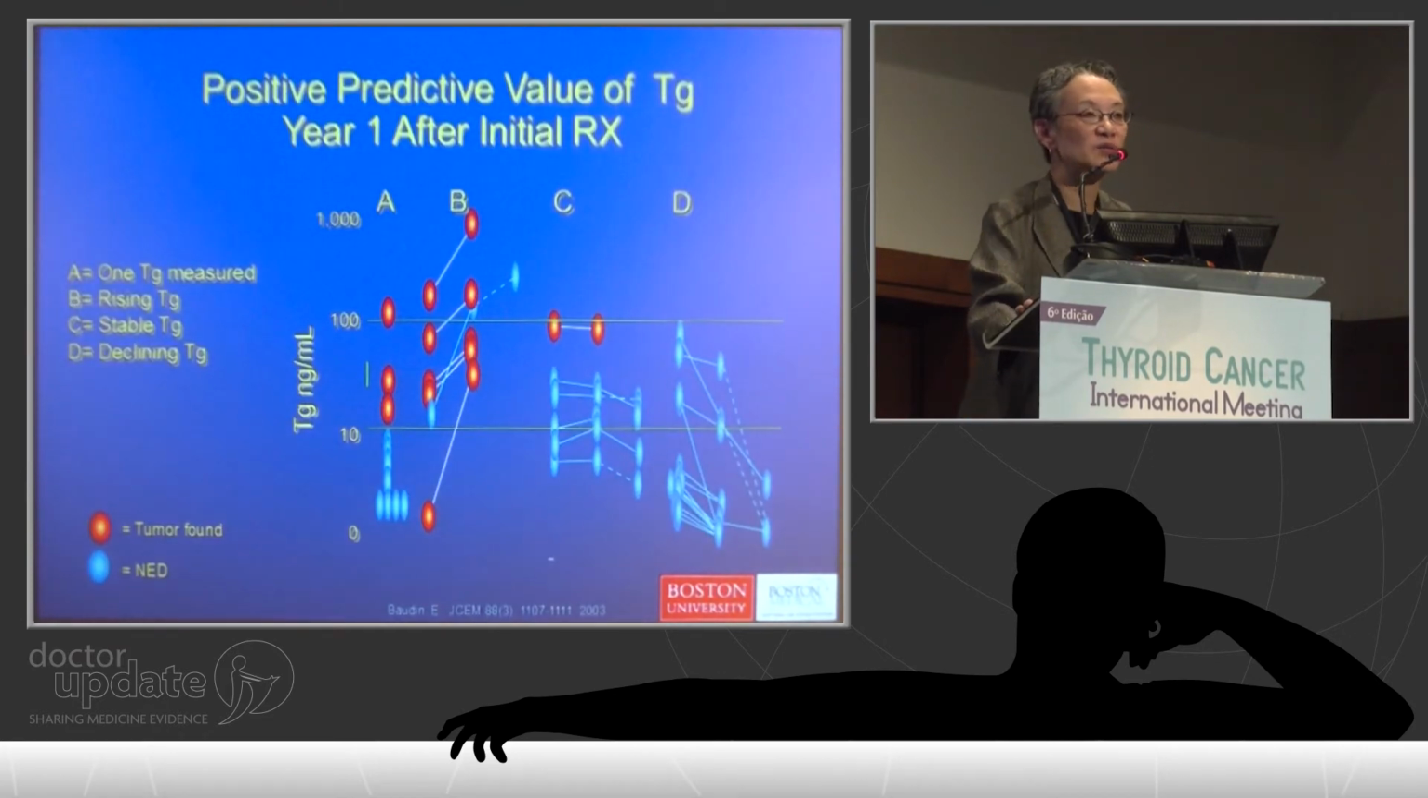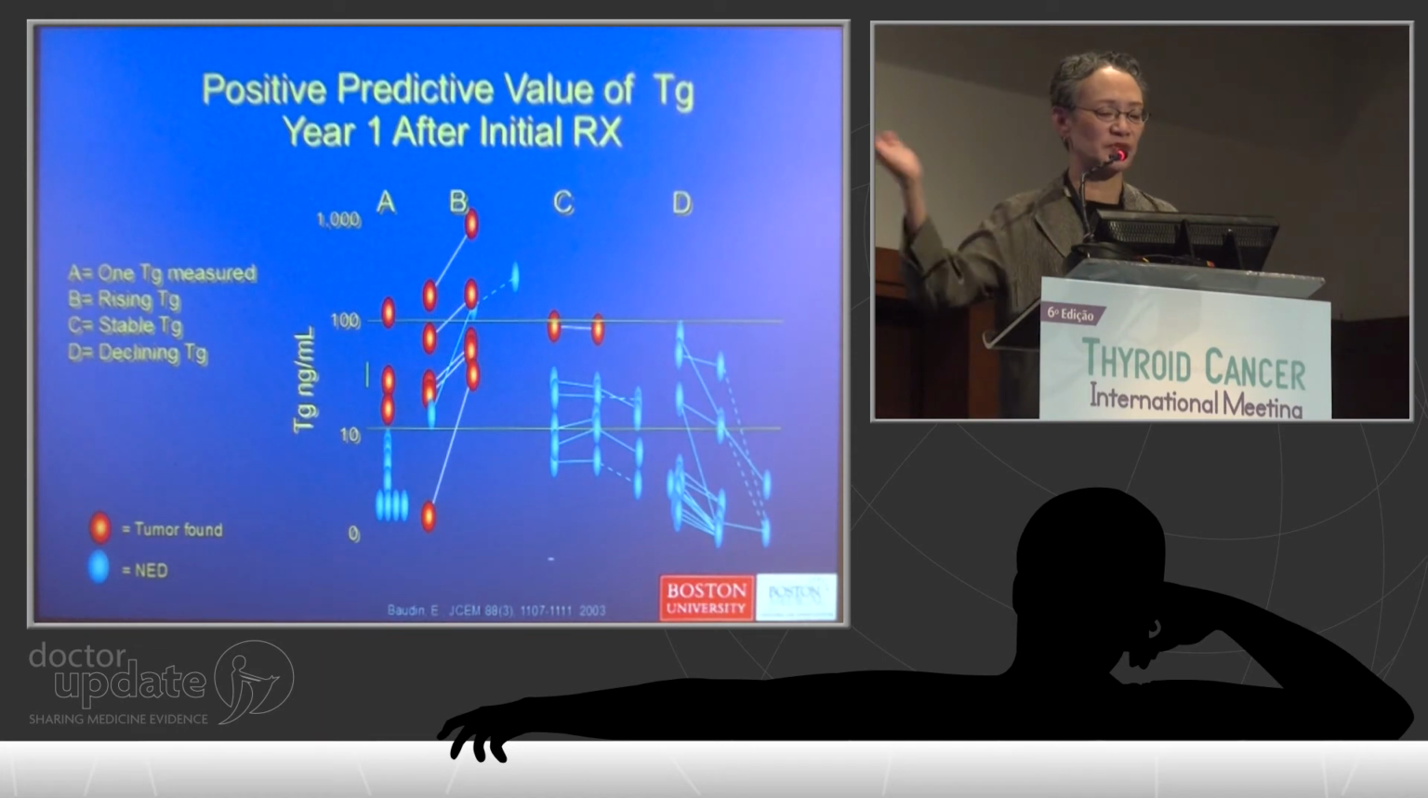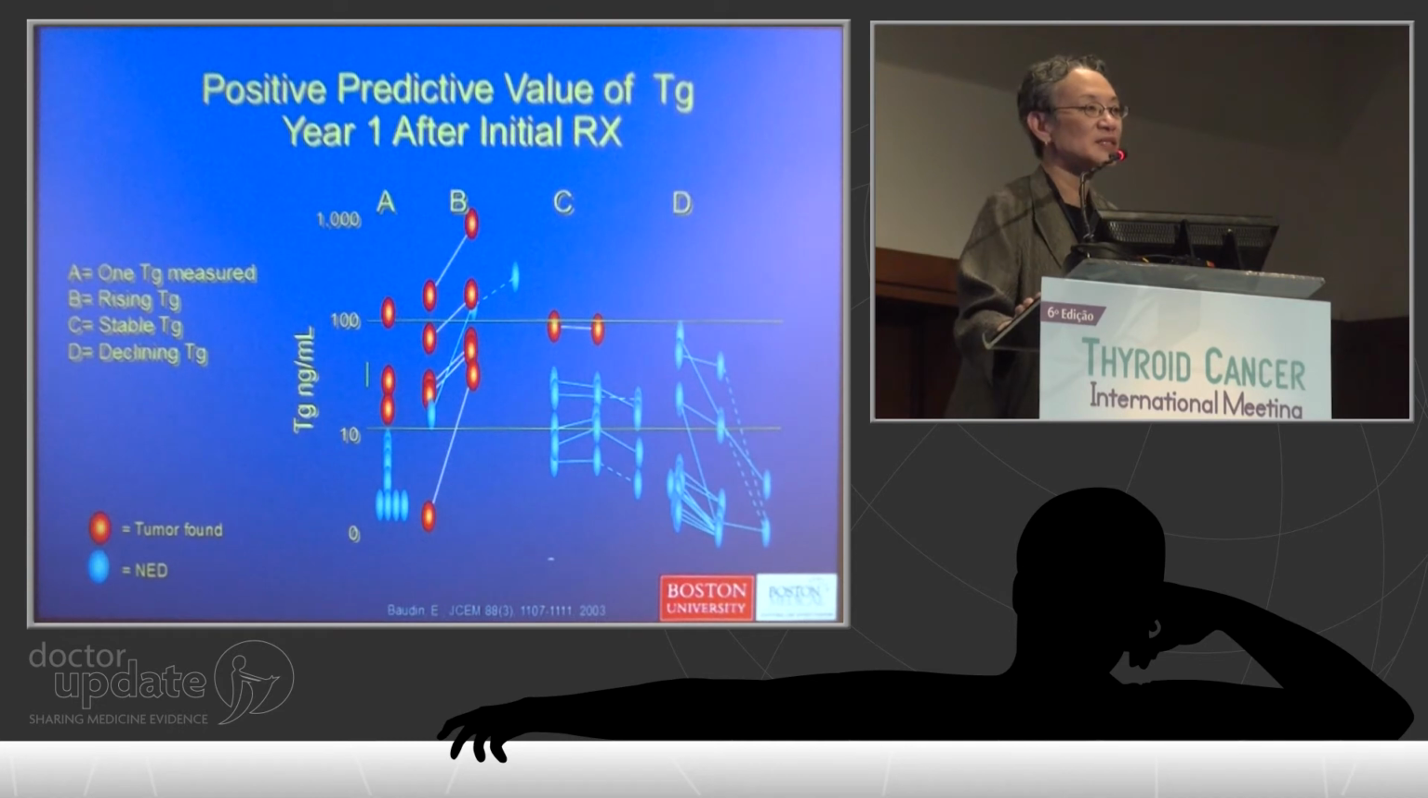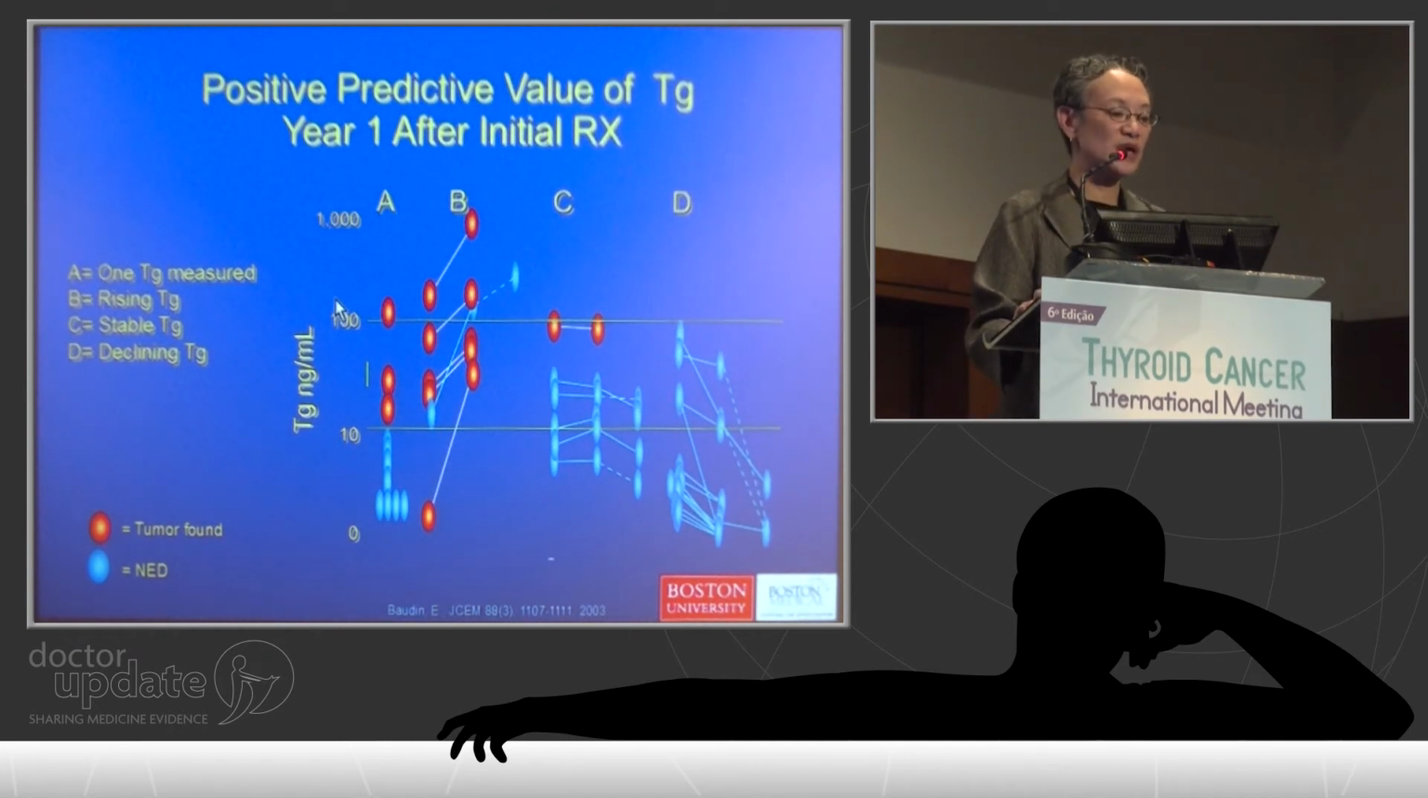Okay, so how can we tell what the risk is? Actually this was covered beautifully in the prior talk, but let me show you my version of it. If you look at patients who have a single thyroglobulin, that's the A column, those people who had a thyroglobulin greater than 10 are the people with the highest risk of recurrence. The recurrent patients are in orange, and then NED, no evident disease, is in blue. On the other hand, if you have patients who have a rising thyroglobulin over time, the vast majority of these, you're going to find structural disease.